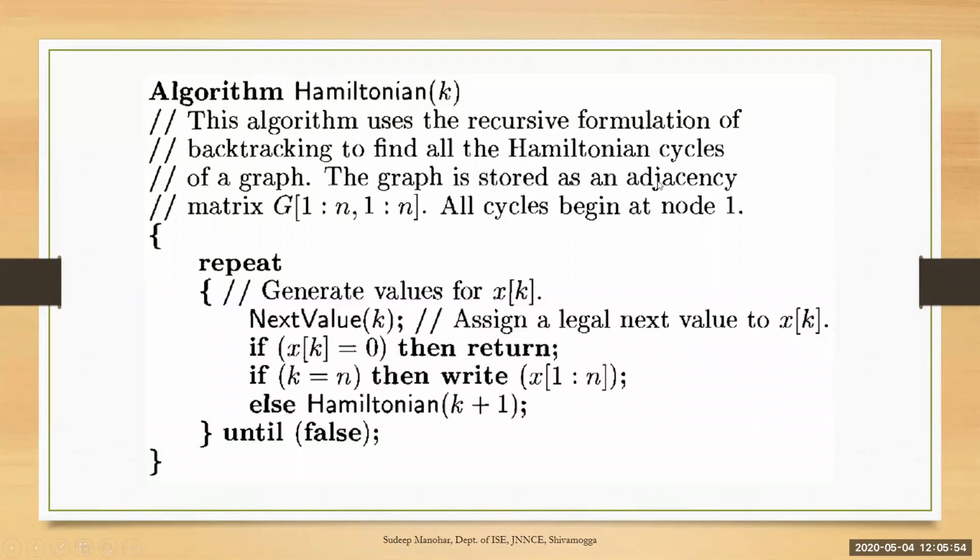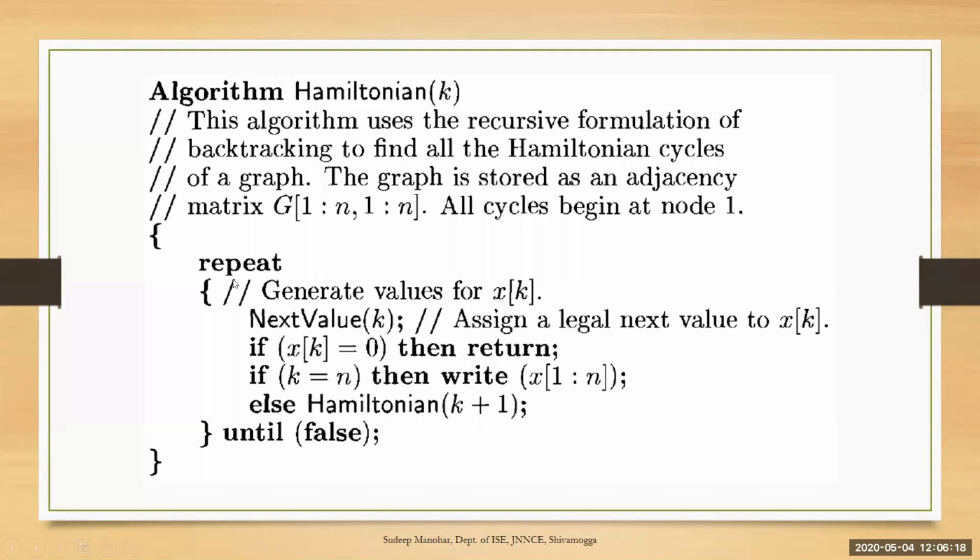The graph is stored as adjacency matrix G. So G is a two-dimensional matrix. It is an 8 cross 8 matrix in our example. If you take the first example, it's an 8 cross 8 matrix. If you take the second example, it's a 6 cross 6 matrix. It contains zeros and ones. All cycles begin at node 1. So this is our assumption.